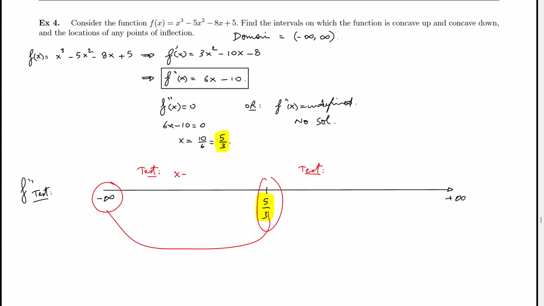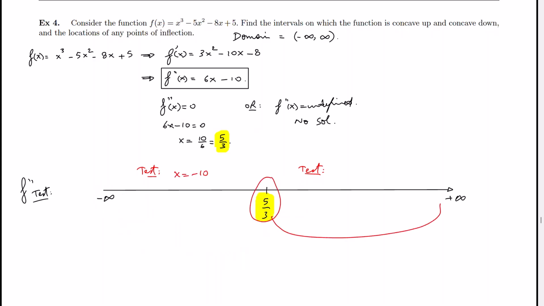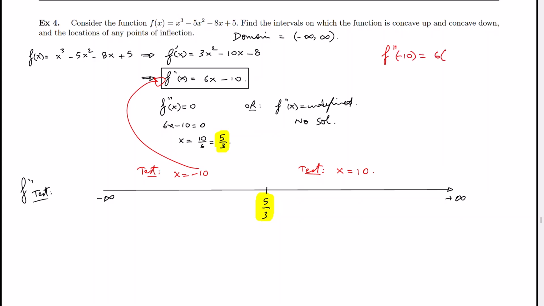So I'm going to pick, I don't know, -10. And I need a number between 5/3 and infinity. So I'll go ahead and pick 10 in this case. So once I've decided the test values, I'm going to plug them into the second derivative in this problem. So plugging the -10 into the second derivative, I get f double prime of -10. Well, that's going to be 6 times -10 and another -10 on the side, which will give me -60 minus 10, and the total is going to be -70.